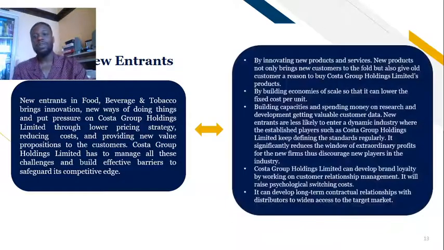They can do this by innovating in ways by bringing new products. New products not only would bring new customers to the fold, but also give old customers a reason to stay with Costa. They can also do this by building an economy of scale so that it can lower the fixed cost per unit. They can also do this by developing brand loyalty, which is an area which I touched on in the third key point. But they can do this by working on customer relationships.